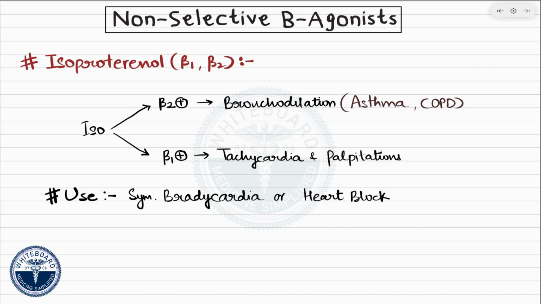However, because isoproterenol also strongly stimulates beta-1 receptors, it commonly causes palpitations and tachycardia, and excessive stimulation may precipitate arrhythmias or worsen myocardial ischemia, especially in patients with underlying coronary artery disease.